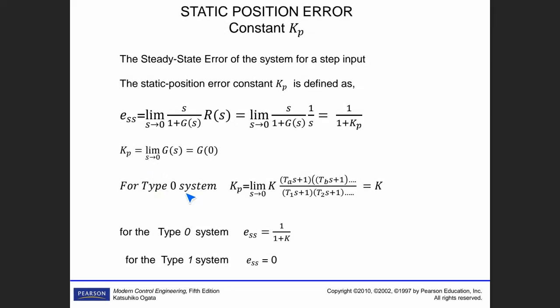G(0). For a type 0 system, what does type 0 mean? Let me write it here, small. Actually let me enlarge it. Type 0: here there is an s but to the power 0, so 1. That is a type 0 system. Type 1 system is s to the power 1, and the type 2 system is s to the power 2, or s squared in other words. So let's make it smaller now and look at it all together.